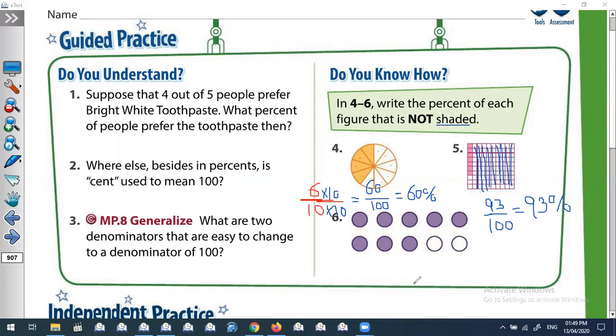Number 6, unshaded here is 2 circles over the total. Let's count the total. 1, 2, 3, 4, 5, 6, 7, 8, 9, 10 over 10. Here the denominator is not 100, so I need to change it to 100 to make it percent. 10 to become 100, multiply by 10, and also here multiply by 10. 2 by 10 is 20, 10 by 10 is 100 now. Now we can write it as a percent like that, 20%.